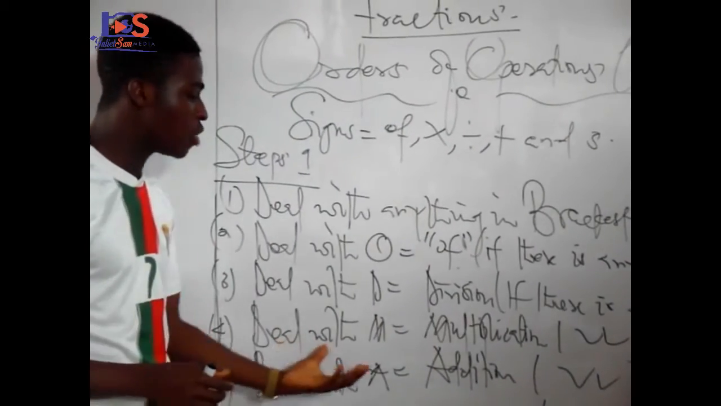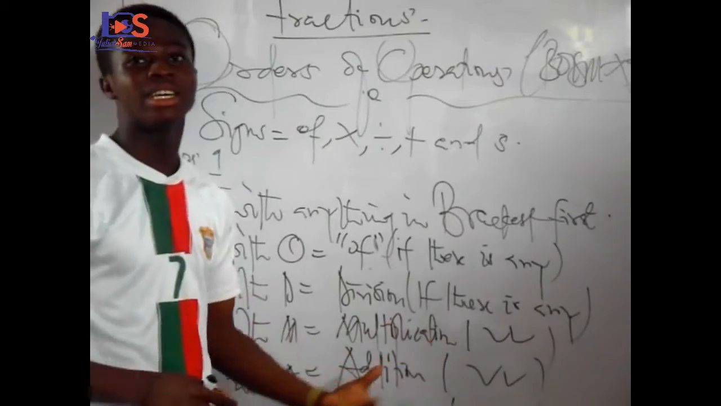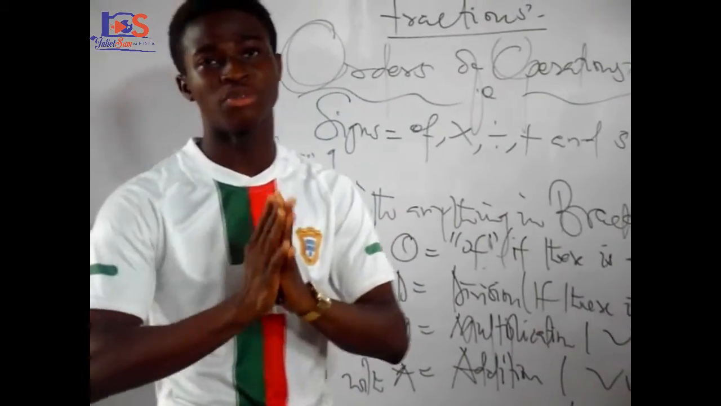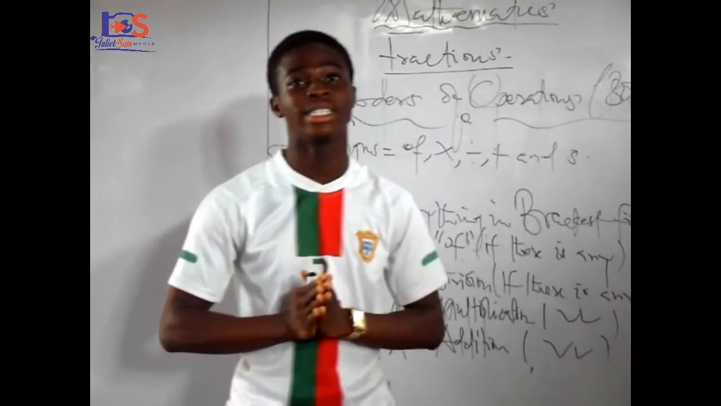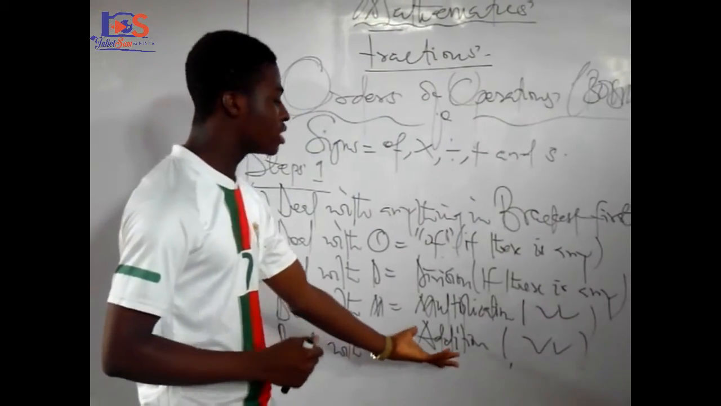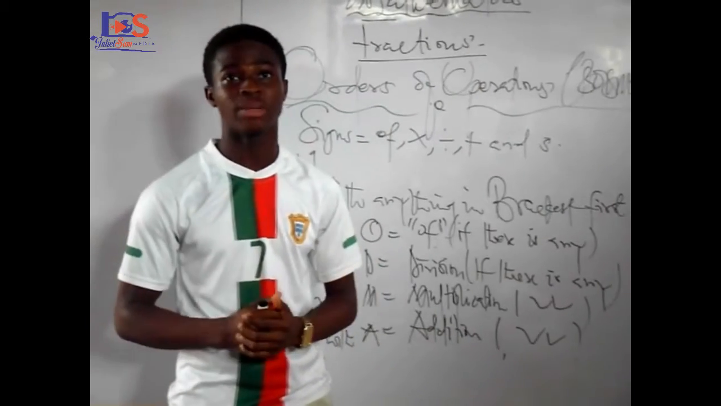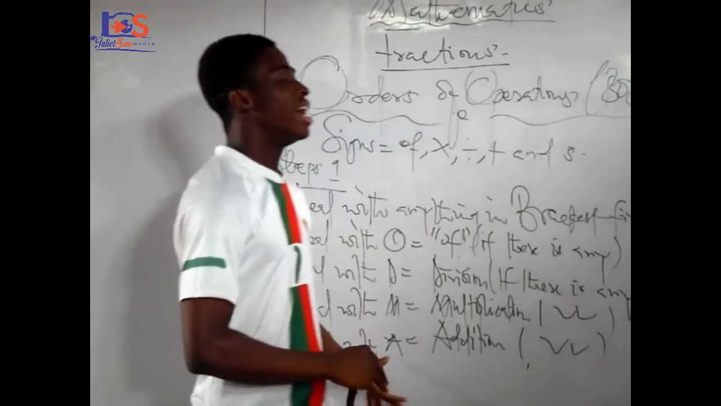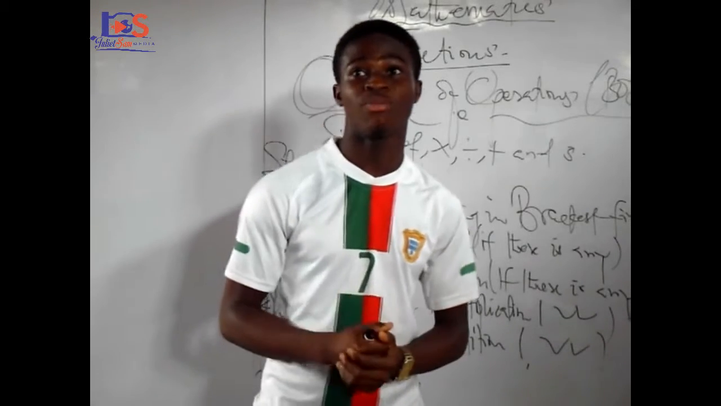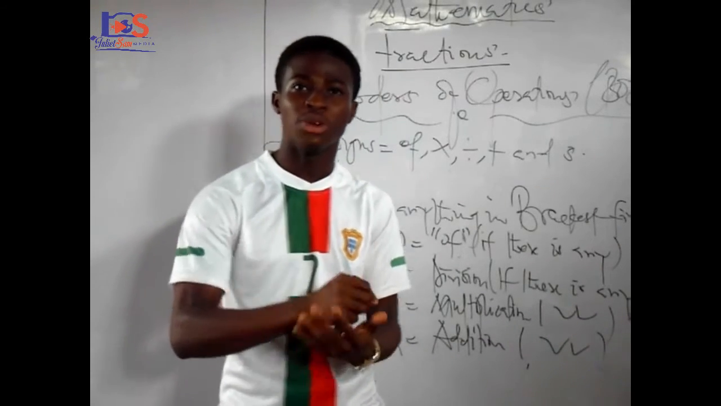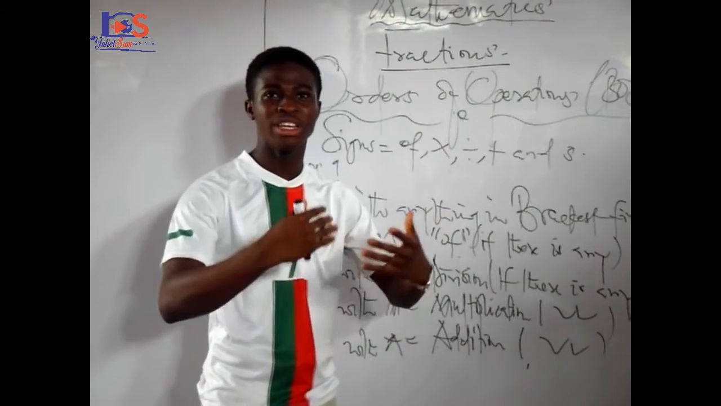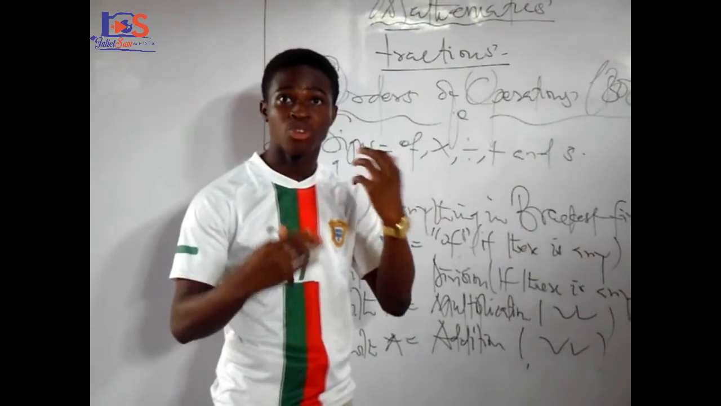Step 4. Deal with M, which equals multiplication, if there is a multiplication sign in it. So when given the question and you find a multiplication sign in it, deal with that one too. Step 5. Deal with A, which equals addition. When you have an addition sign in it, deal with that one too. And the last step for the day is to deal with S, which equals subtraction. When you have a subtraction sign in it, deal with that one too. With these 6 steps, when given any question, you can solve it.